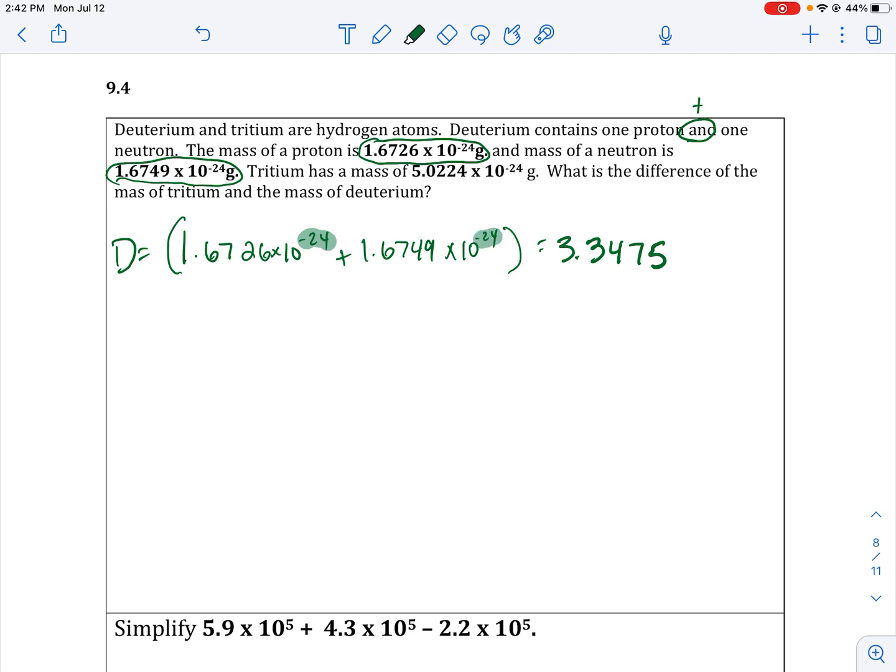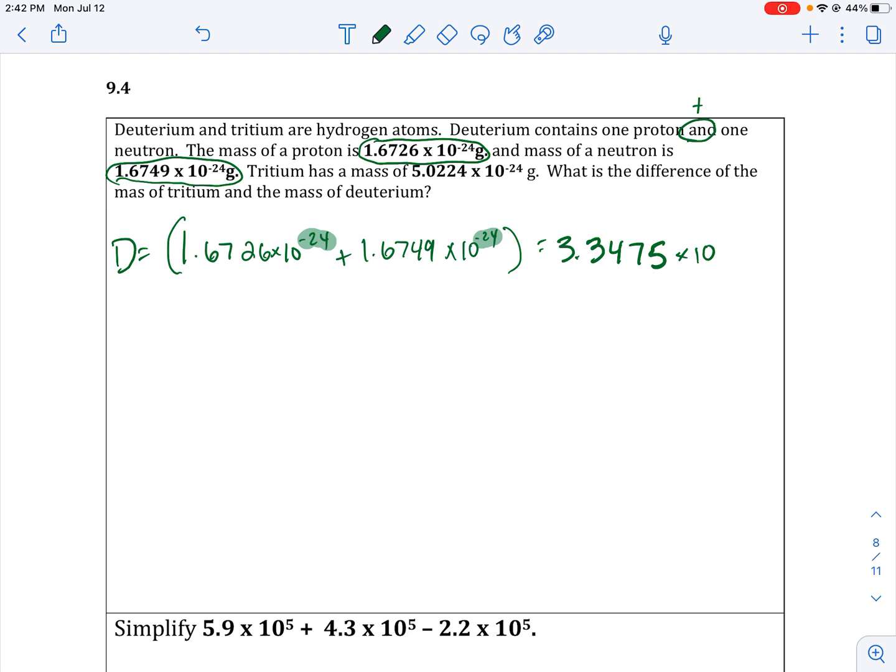Now, the reason why we can add these together is because of this. When we add and subtract numbers, we can only add and subtract numbers that are like terms. You can't take 2 and subtract it from x. Those aren't like terms. You have to make them like. So here, when we are adding and subtracting numbers in scientific notation, the like terms is our exponent. If we have the exact same exponent, then we can add and subtract them. So I'm allowed to add these, the mass of a neutron and a proton, because their exponents are exactly the same.